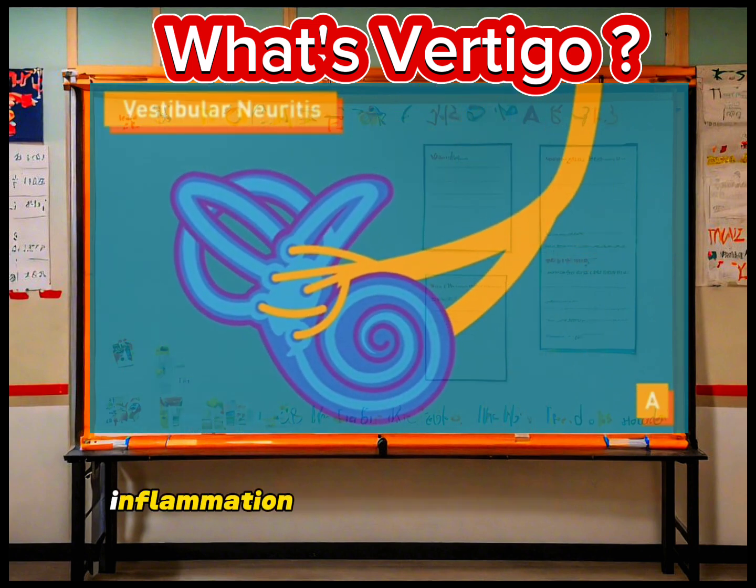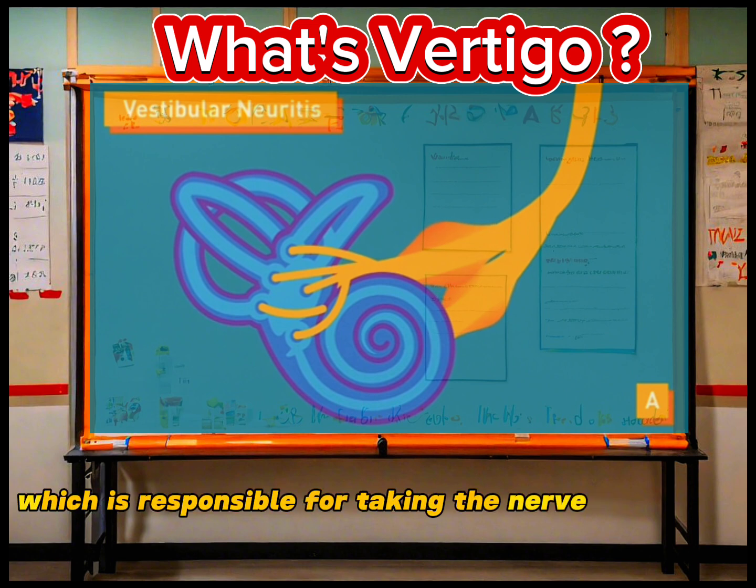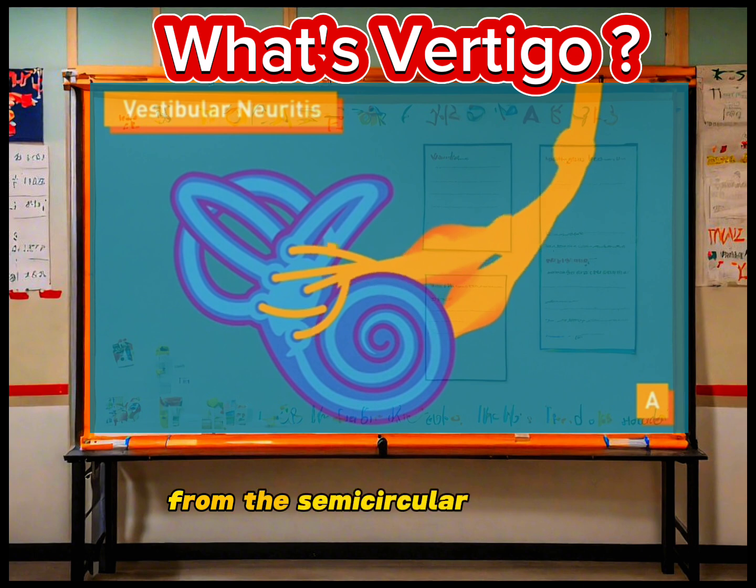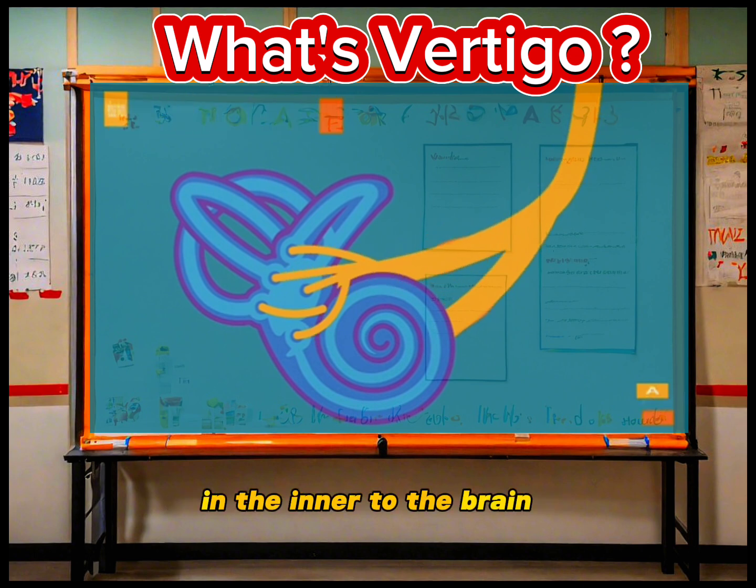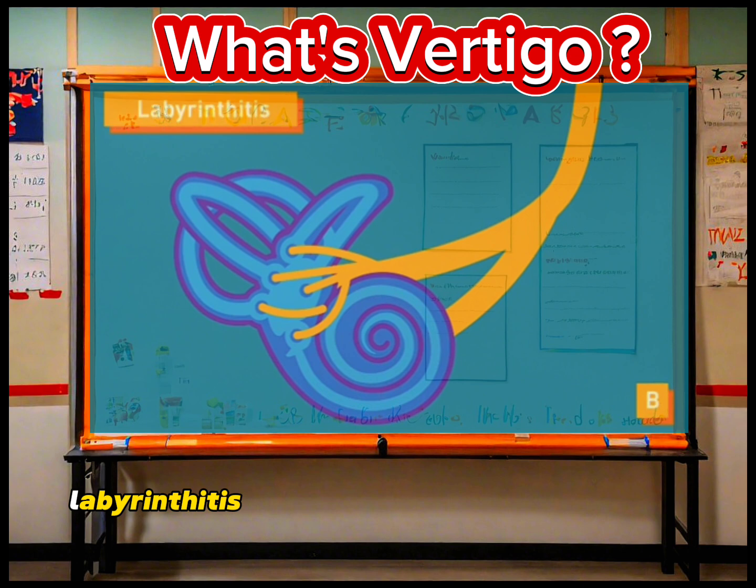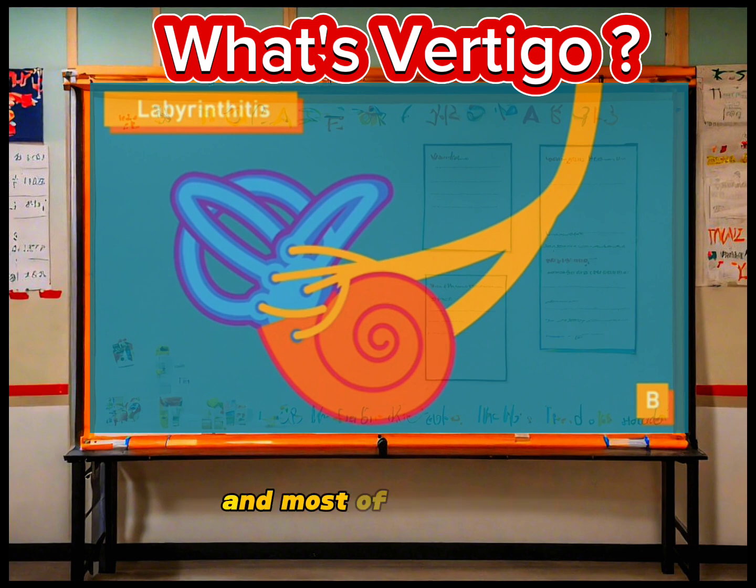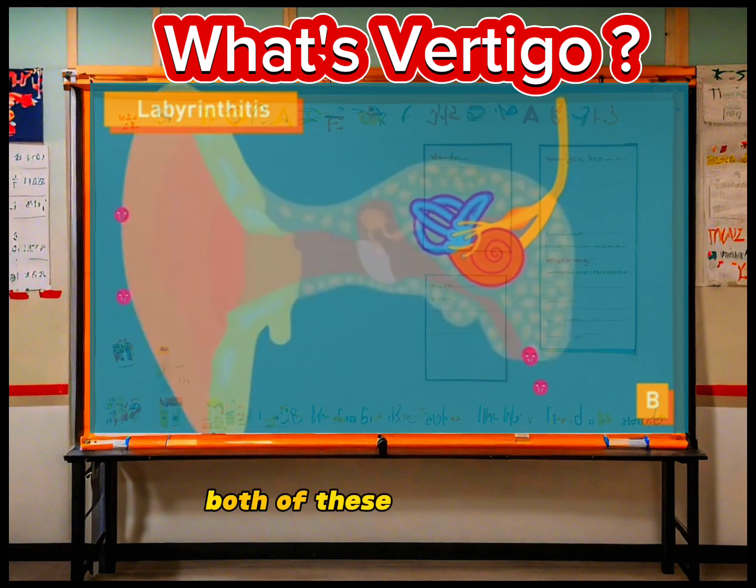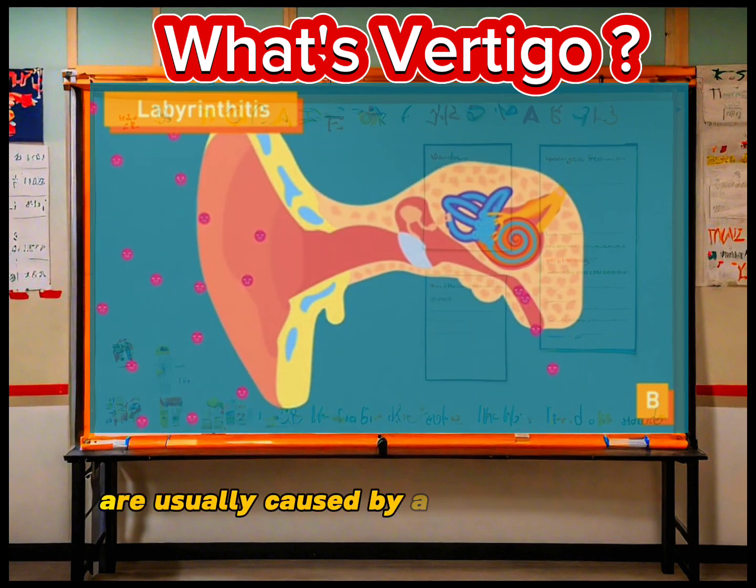neuritis, inflammation of the vestibular nerve, which is responsible for taking the nerve impulses from the semicircular canals in the inner ear to the brain, and labyrinthitis, inflammation of the labyrinth, which is also in the inner ear, and most of the time may also involve the vestibular nerve. Both of these disorders are usually caused by a viral infection that may have reached the inner ear.